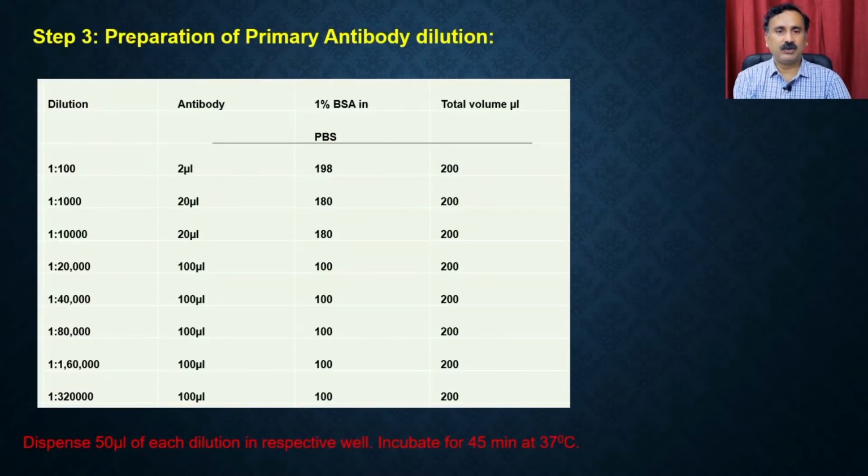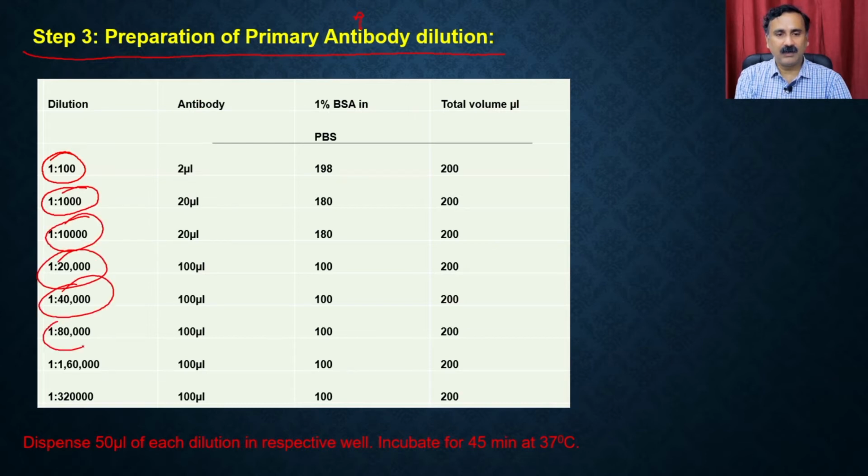Then you are going to prepare the dilutions. The antibodies which you are going to get from the biological fluids, you can make dilutions. So you can make 1:100 dilutions, 1:1000, 10,000, 20,000, 40,000, 80,000, and something like that. And this is the scheme through which you can do it.